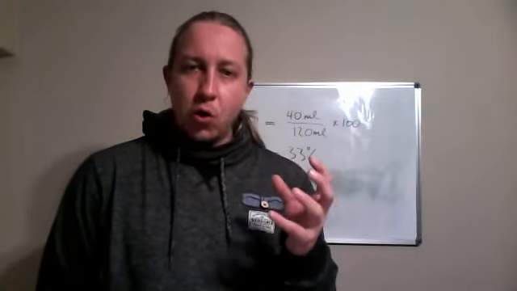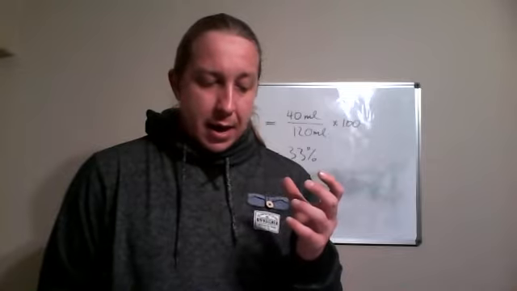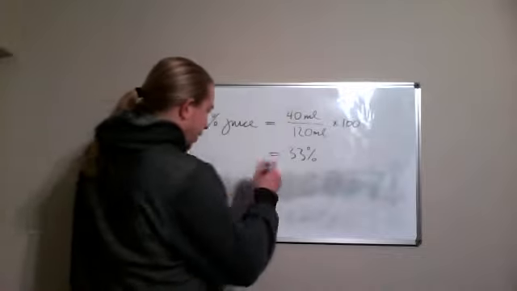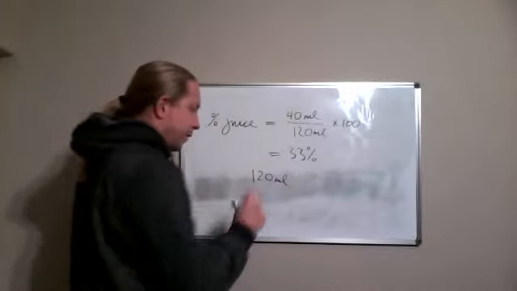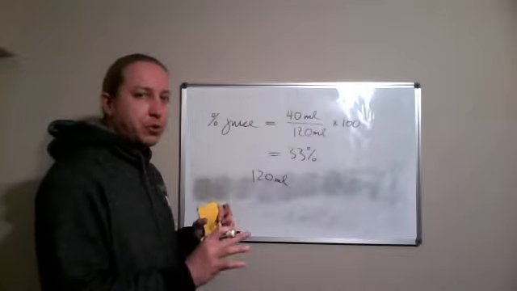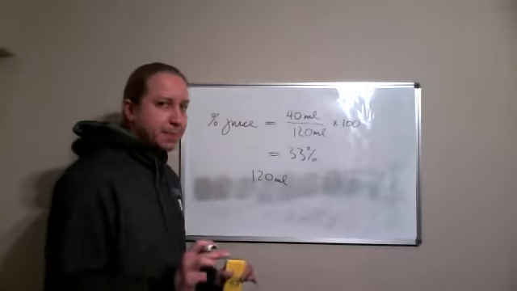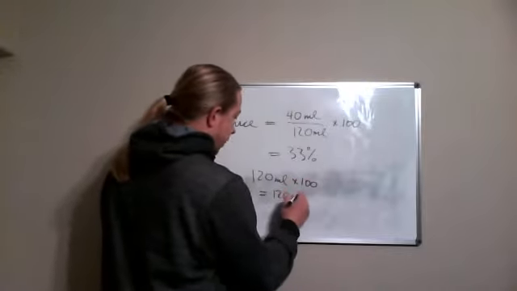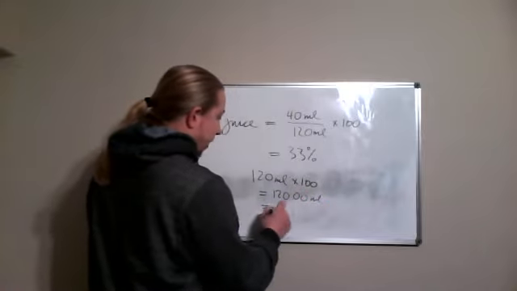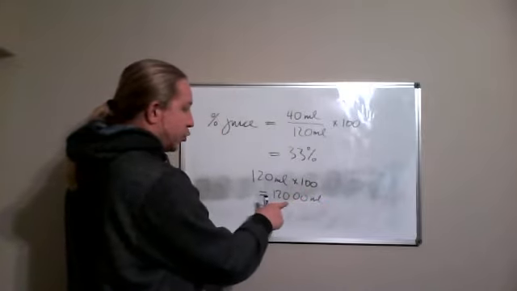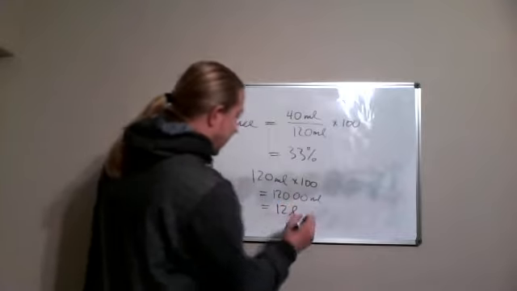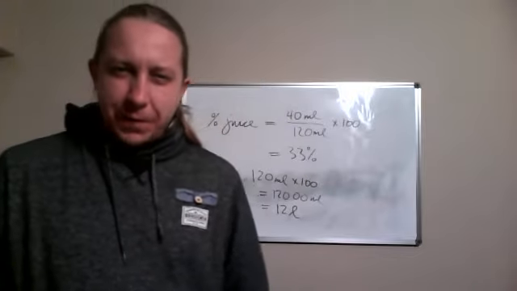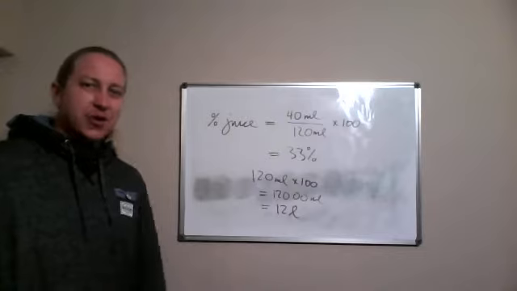If we assume the whole orange is just juice, and we have 100 of those oranges, 120 milliliters of the whole orange's juice. Let's say it's maximum juice, which is probably impossible, but let's make that assumption. 120 mils times 100 oranges would give us 12,000 milliliters. If we divide that by 1,000 to convert it to liters, we'll get 12 liters of juice.